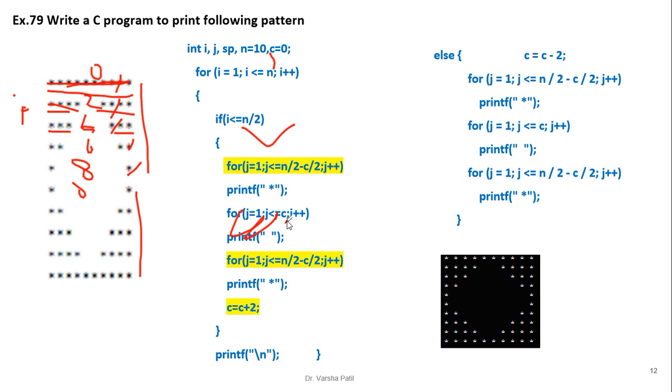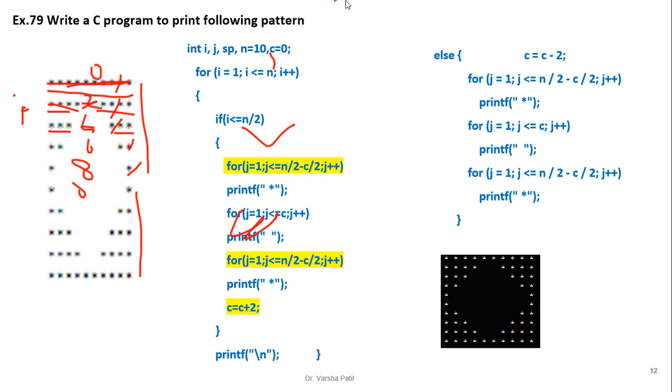Then after that this loop will continue for c times. c is 2, so 2 stars get printed, then 4. So in this way the loop will execute. Next time again c is incremented, so c becomes 4. 4 by 2 is 2, so it will go for 3 times. After that, 4 will print 4 spaces.